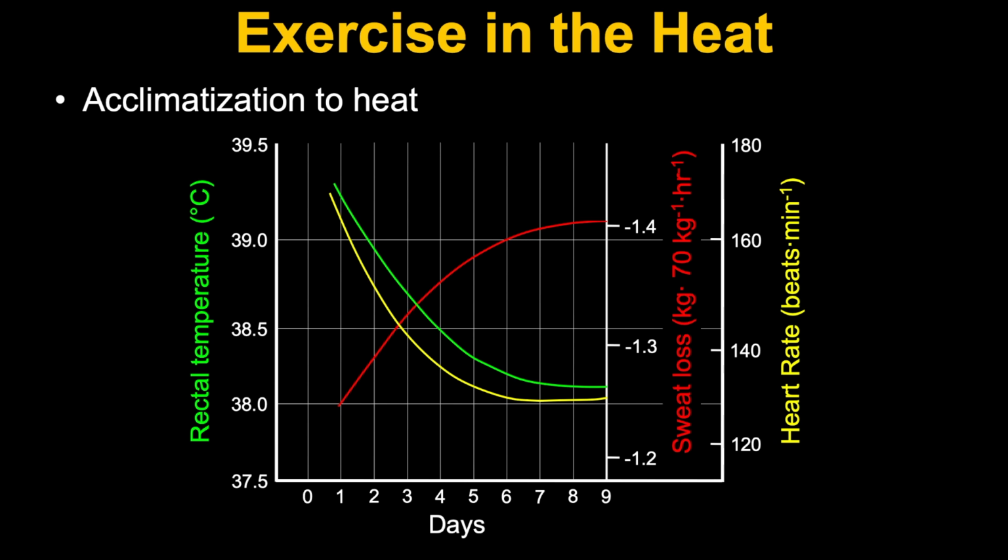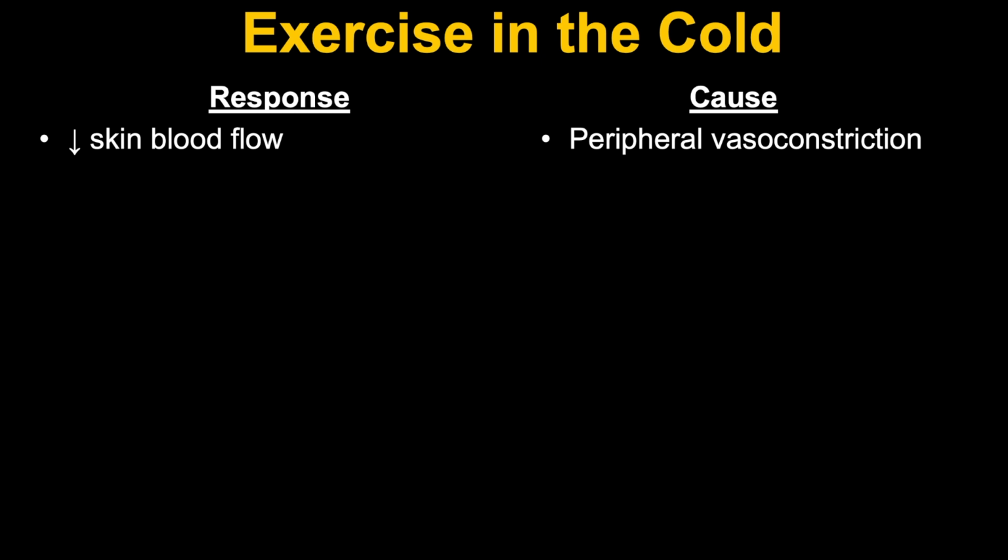Thus, a heat acclimatized person has a lower heart rate and higher stroke volume as compared to an unacclimatized person at any level of submaximal exercise in the heat. This, of course, is going to lower stress on the cardiovascular system and produce less fatigue and lower perceived exertion. Now let's shift gears and talk about exercise in the cold.